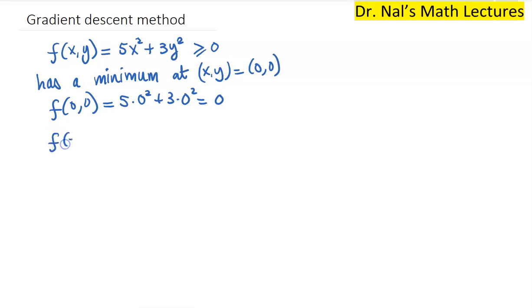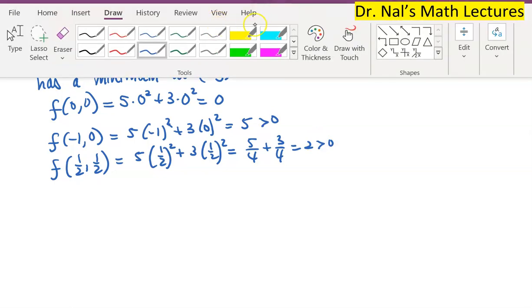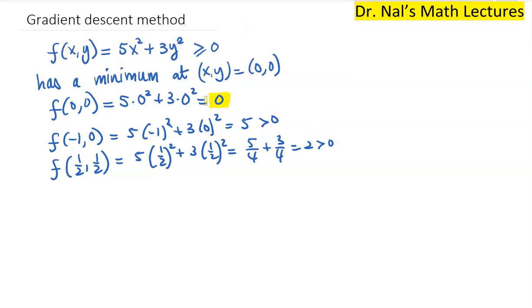As an example, if you plug in (-1, 0), 5 times -1 squared plus 3 times 0 squared. -1 squared is a 1, so this one will give you 5 plus 0, which is just a 5. Or you try something else, let's say (1/2, 1/2). That would be 5 times 1/2 squared plus 3 times 1/2 squared. 1/2 squared is just 1/4, so we have 5/4 plus 3/4, and that's a 2, again strictly greater than 0. So we can imagine that indeed 0 will be the minimum value of this function.